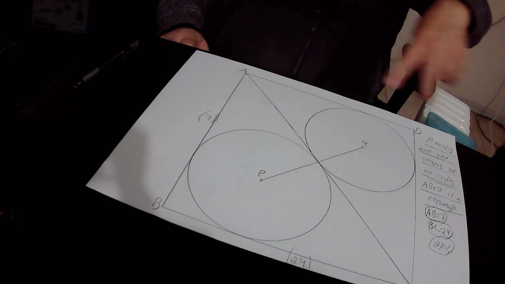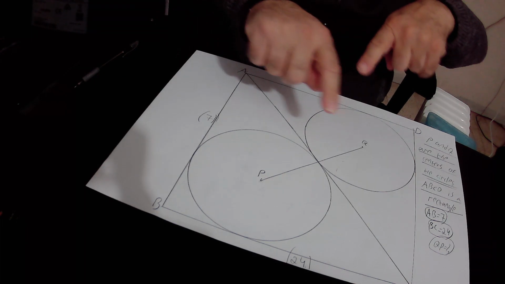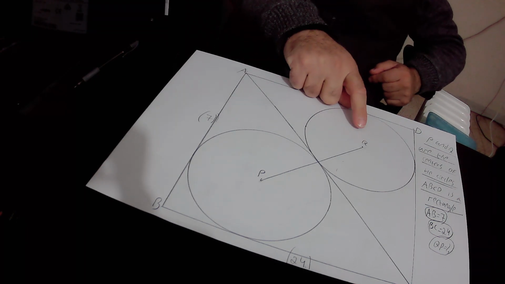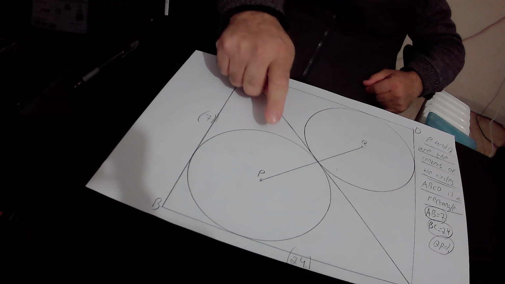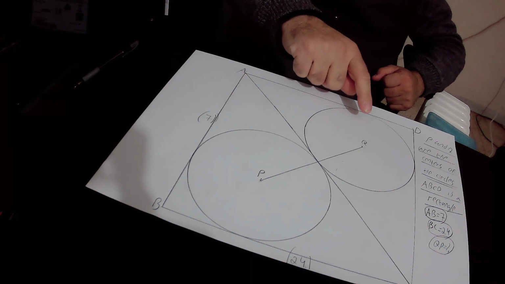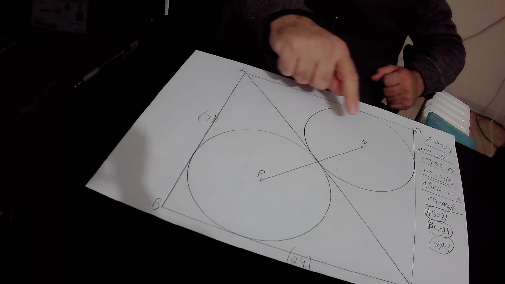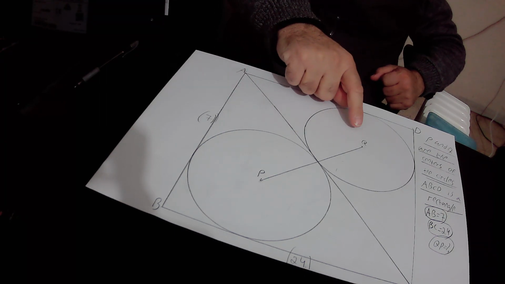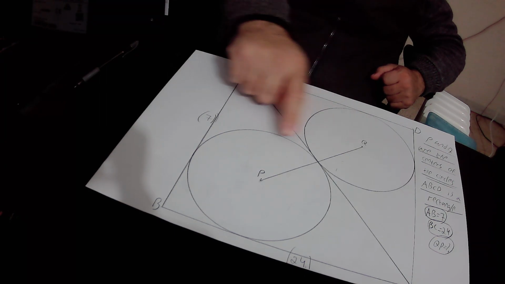Inside this rectangle ABCD, we have those two circles. The center of this circle is here at point Q, the center of this circle is here at point P. And our mission is to find out the distance between the centers of those two circles, that is to say, the length of this line segment QP.